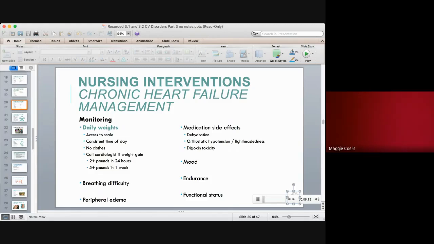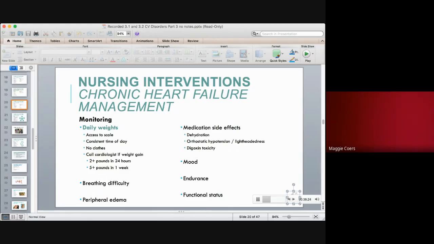All right. So, for monitoring of chronic heart failure, one of the most important things to teach the patient with chronic heart failure, or that chronic management of heart failure, is to weigh themselves daily. Okay. This is going to be the first clue that there's too much fluid on board. All right. So, we need to make sure that the patient has access to a scale, that the weight is done at a consistent time every day, that they have no clothes on, and then when to call their cardiologist.